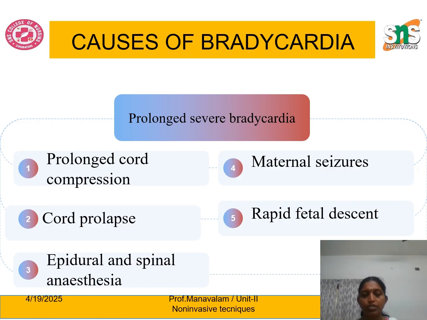Next, prolapse. The umbilical cord prolapses. It comes out through the vaginal introitus, outside of the vaginal introitus. Then it is called a cord prolapse.